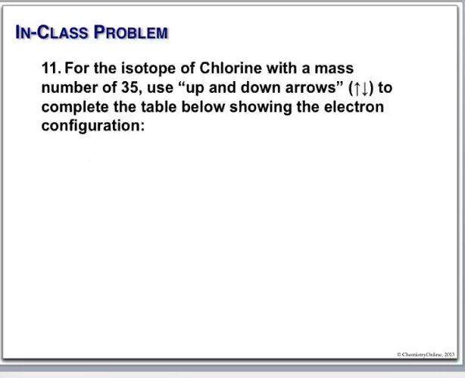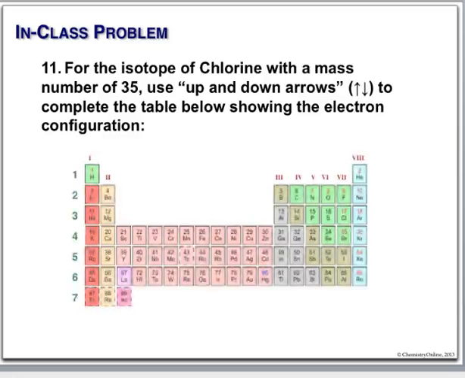All right, here we're going to draw little arrows up and down. As you draw your arrows on the exam, because you will have one to do, draw them clearly enough so that I can tell which is up and which is down. Thank you. We're looking at chlorine. The question here says a mass number of 35, but we don't care what the mass number is, do we? All we care about is the electron configuration.